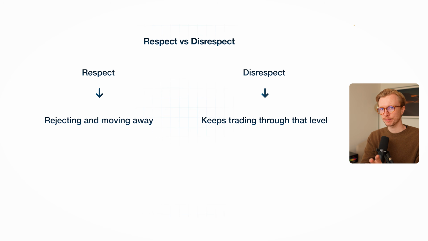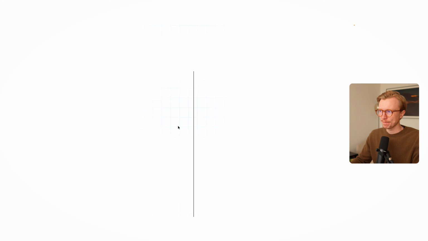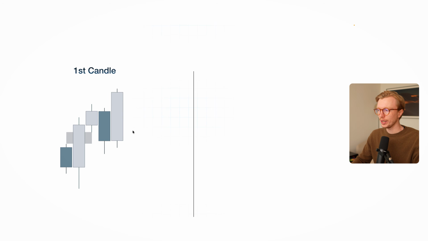But before we do that, it's also important to understand: when we are respecting a PDA, it's not like we trade back into it and we're just waiting forever until hopefully one time it rejects and moves away, if that makes sense. No, there's a specific time. Either it's going to be the first candle that rejects away from the PDA. For example, right here, we see the first candle is a slight rejection. The second candle actually creates that move away. If it's not the first candle, it's the second candle.